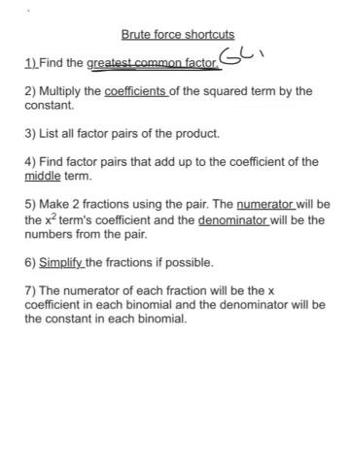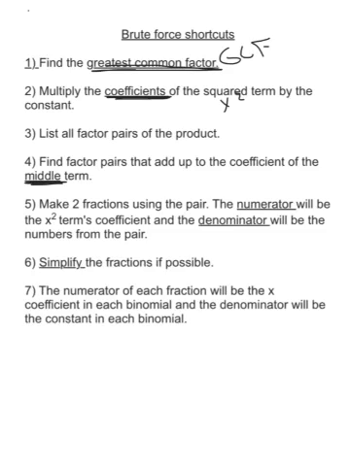That's what we've been doing for several weeks now, with greatest common factor and with grouping. Step 2 is to multiply the coefficients of the squared term. Remember, that's going to be like the x to the second term by the constant, which is going to be the last term. List all the factor pairs of the product. And then step 4, find factor pairs that add up to the coefficient of the middle term. So you're going to fill in middle.